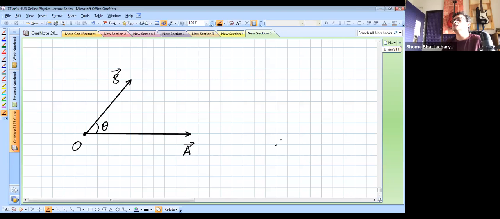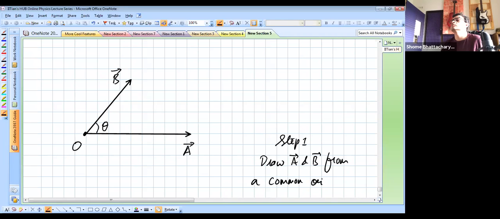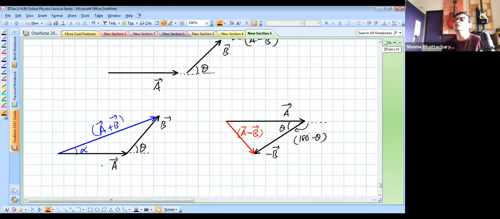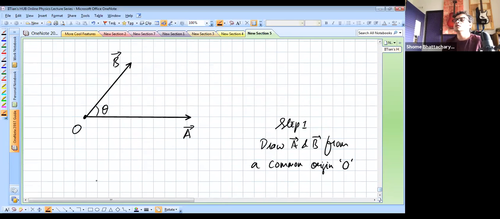Okay, so step one, draw the vectors A and B from a common origin. So unlike the triangle law, where you add them head to tail like this, you pick up both these vectors, but draw them from the common origin point. Okay, so that's your step one.